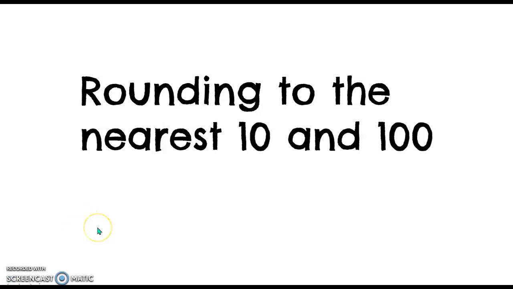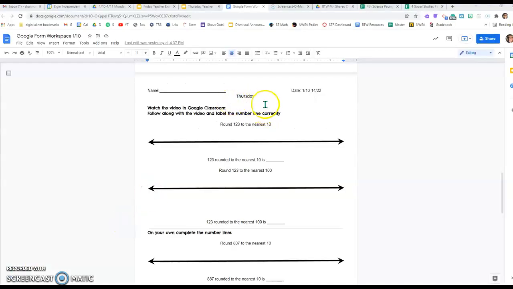We're going to keep working on rounding to the nearest 10 and to the nearest 100. Please make sure that you have a pencil and that you have your paper that looks like this. It should say Thursday at the top, and it should start with round 123 to the nearest 10. Remember, you're following along in the video and you're completing these two number lines together with me, and then you're going to do these on your own. So let's look at the actual number lines.